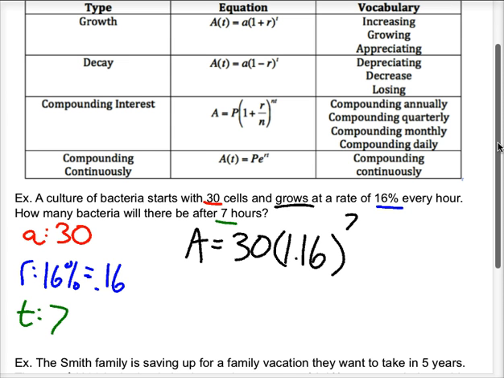All right, and let's calculate what that would be. 30 times 1.16 to the 7 power. We're getting approximately 85 cells. Notice I rounded to a whole number. Why did I round to a whole number? Well, we're talking about a living thing. We're not going to have a part of a cell. You need to have either a whole cell or none. All right? We're not going to deal with decimals of living things.